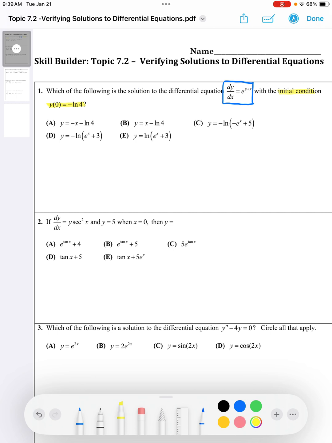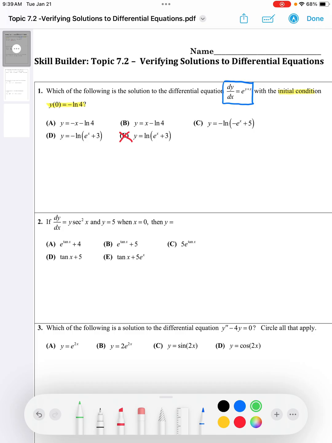If you go through all of them and plug 0 in for x, you would see that you get negative natural log of 4 for the y. That's true for A, B, C. Negative e to the 0 power would be negative 1, plus 5. That's going to work there too. And then coming down here to D, yep, that would work in that one, except E is the only one that's not going to give you that initial condition, so we can cross that one out right away.